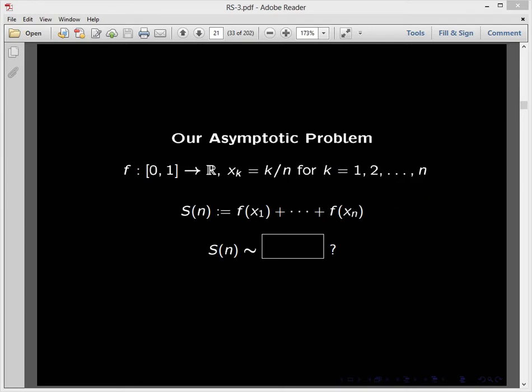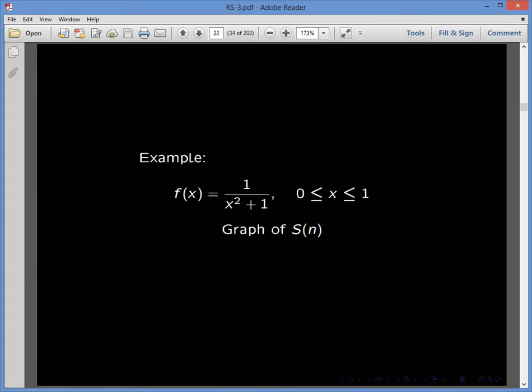Alright, but what is really the value? So I think I'm introducing this example. Here is my favorite function, 1 over x squared plus 1. Then I chose many values in here and added them all up.